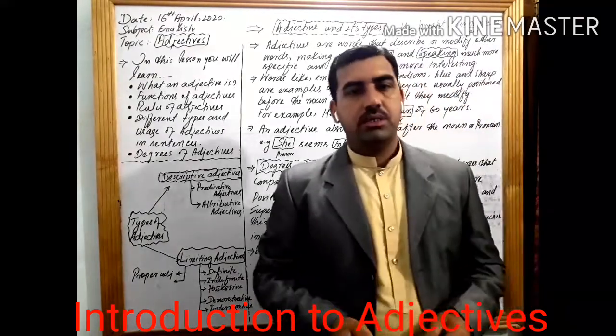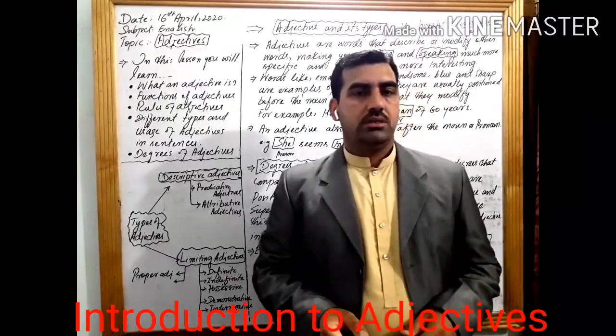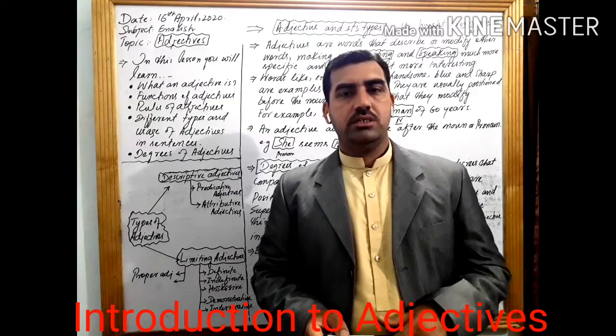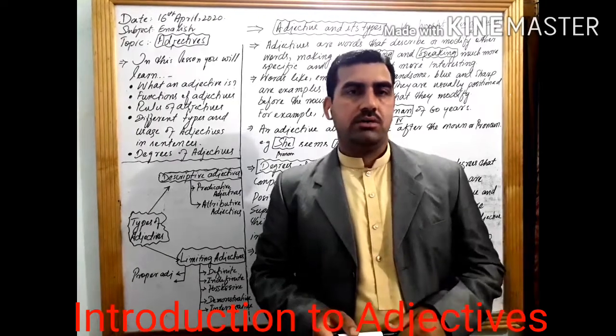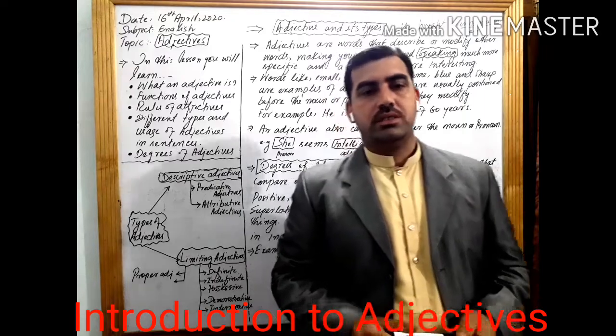Number two example, he gifted me a nice shirt. So nice is an adjective, shirt is a noun. So the adjective is before the noun in this sentence.